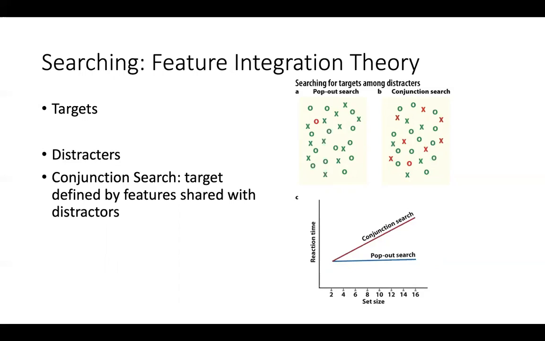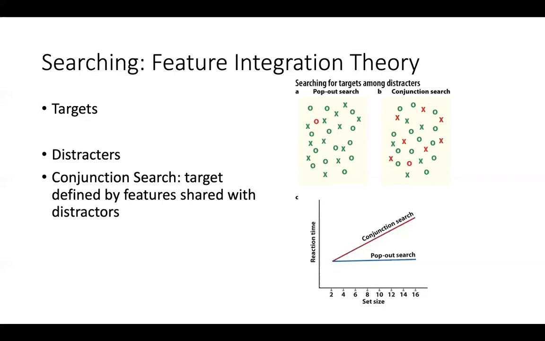I want you to know these terms, pop-out search and conjunction search, and I want you to know how reaction times differ between them. So in these search tasks, you're always looking for a target. For instance, what is the target here? What is the thing which is unique? A red O. Yeah, the red O is the target here, and the red O is also the target over here. For both of these examples, the thing that people are searching for is the red O.